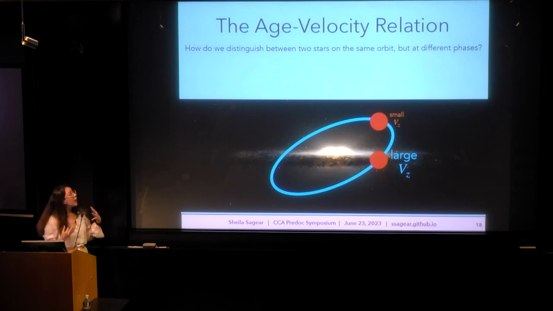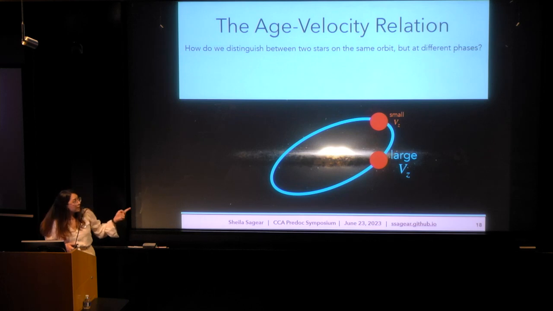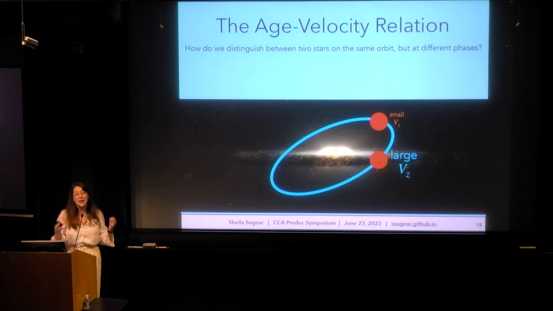So what if we have a case like this, where we have two stars almost indistinguishable on the same orbit, but they exist at different times throughout that orbit. We're observing them at different phases. So this top red planet might have a small vertical velocity at this point in time. The bottom star might have a larger vertical velocity because it just happens to be near the galactic plane throughout its orbit, but really these have the same orbit, so we should extract the same age from them.